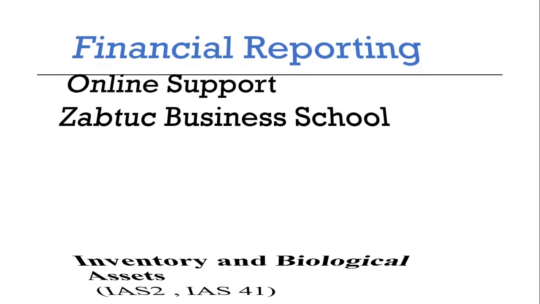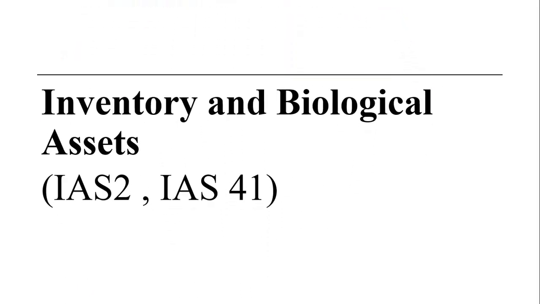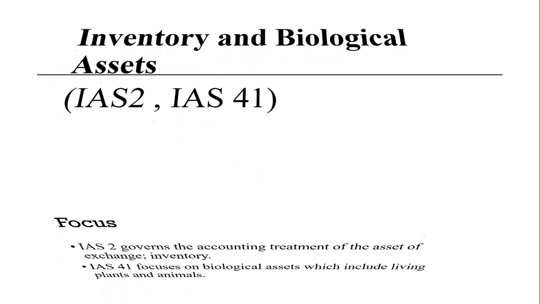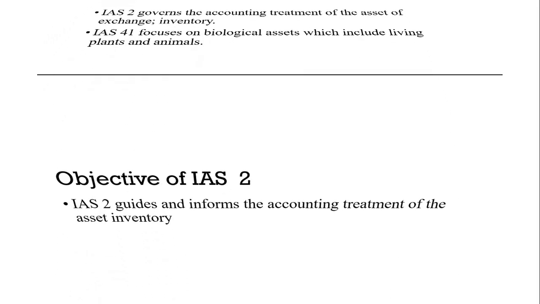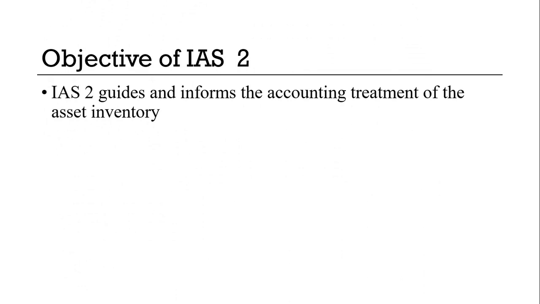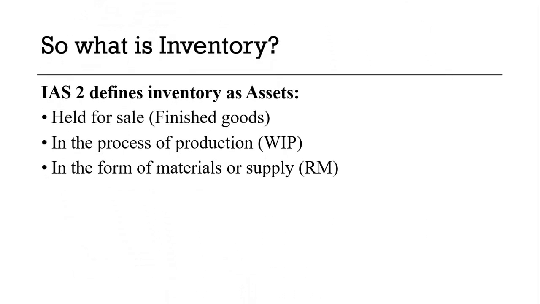Today, I'd like us to focus on inventory and biological assets, that is IAS 2 and 41. IAS 2 governs the accounting treatment of the asset of exchange, which is inventory, and IAS 41 focuses on biological assets, which include living plants and animals. Now let us start with IAS 2. IAS 2 guides, of course, and informs the accounting treatment of the asset inventory.